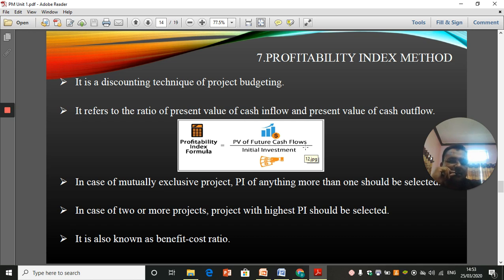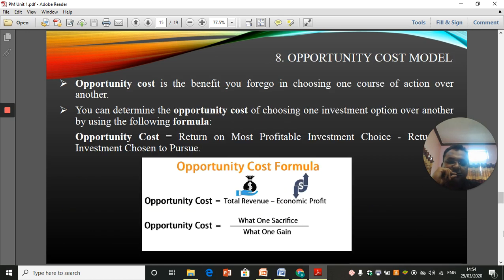And profitability index is a discounting technique because it is taking time value of money into consideration. For a mutually exclusive project, if profitability index is anything more than one, it should be selected. And for two or more projects, the project with the highest profitability index should be selected. It is also known as benefit to cost ratio. Actually, in profitability index, what we are doing is present value of future cash inflows divided by present value of future cash outflows, which is benefit divided by cost. That is why it is known as benefit to cost ratio.